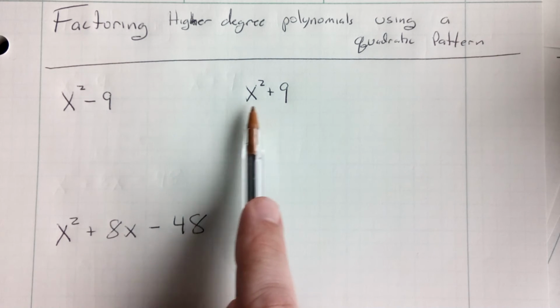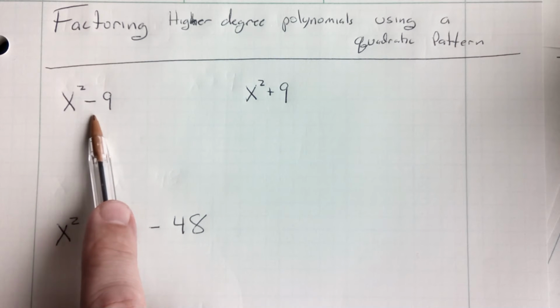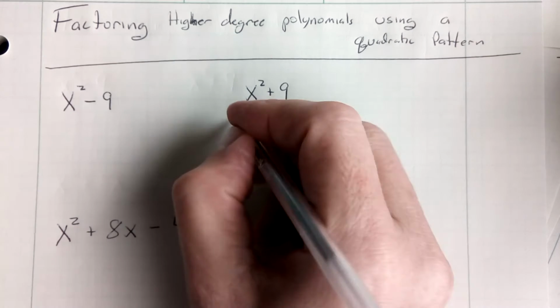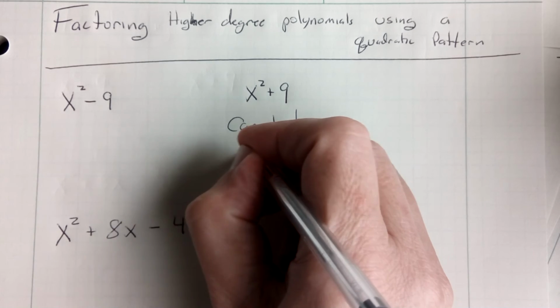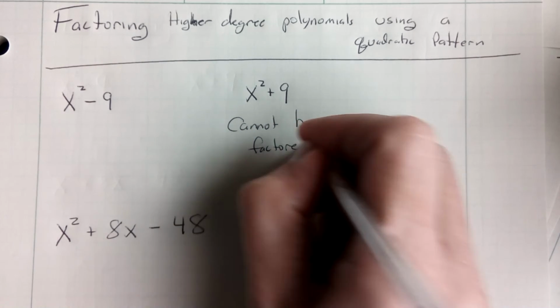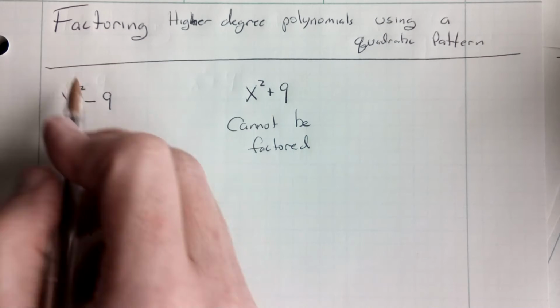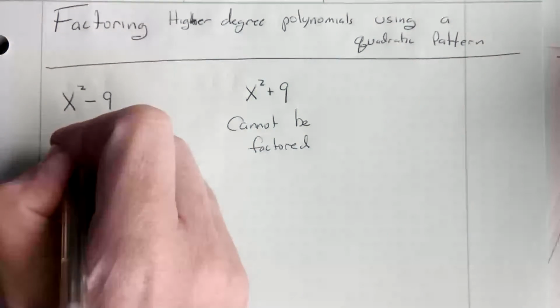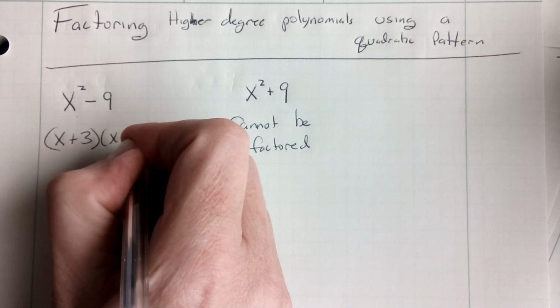The main thing I want to emphasize is this can be factored. The difference of two squares can be factored. The sum cannot be factored, at least with nice integers. What I mean by that is this one can, because I can factor it into an x plus 3 times an x minus 3.